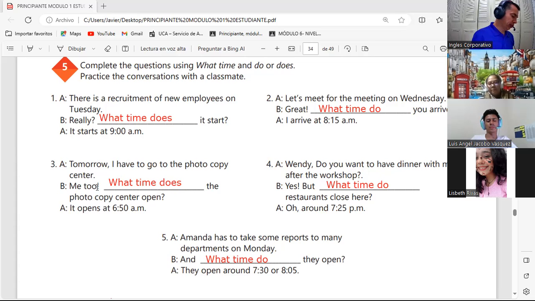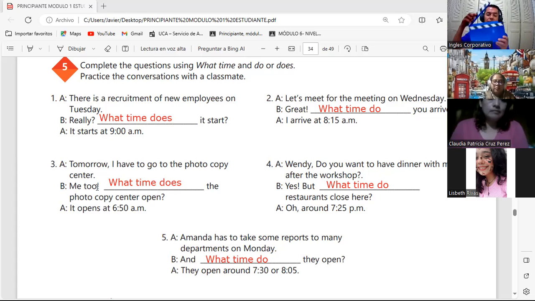Conversation four is going to be Claudia and William. Claudia, your letter A in conversation four. And William, your letter B, again, in conversation four. Listen, Wendy, okay. Do you want to have dinner with me after the workshop? Yes, but what time do restaurants close here? Oh, around 7:25 p.m. Good, so again, I say Claudia A, William B. One, two, three, action.